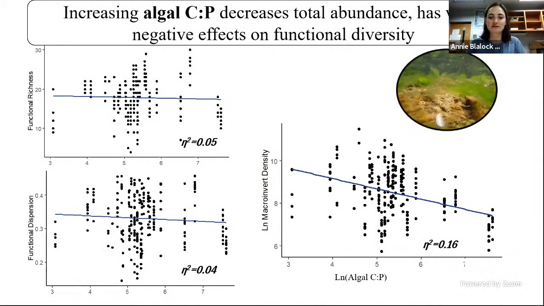So diving into our results, this is obviously a small selection of what we did, and there's continued greater analysis happening over at the Moody Lab at Middlebury. But starting, just to orient us, we have functional richness as our y-axis, functional dispersion, and macroinvertebrate density or abundance. And this is looking at the relative impact of algal C2P. So we found that increased algal C2P or decreased phosphorus availability decreases total abundance, which supports our hypothesis, but it only had a weak negative effect on functional diversity. So no significant impact on these metrics of functional diversity, richness, and dispersion, which is interesting.